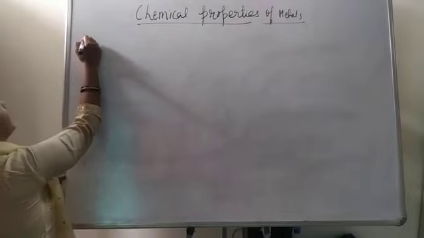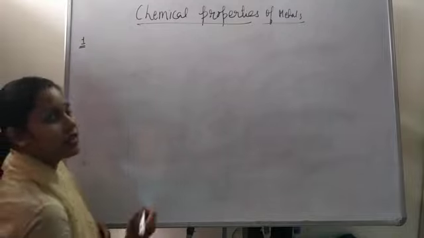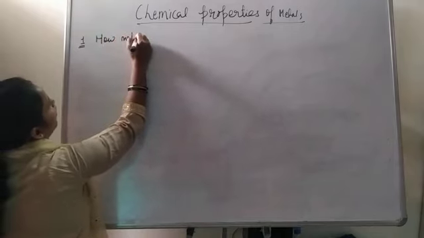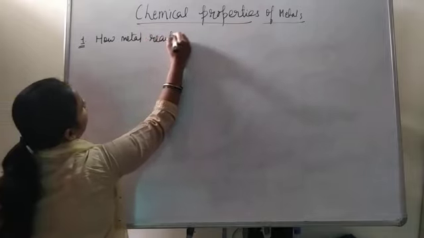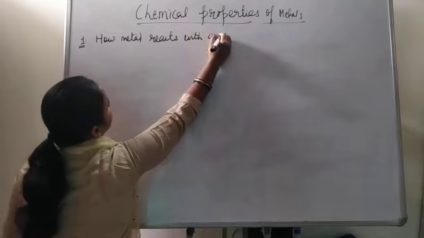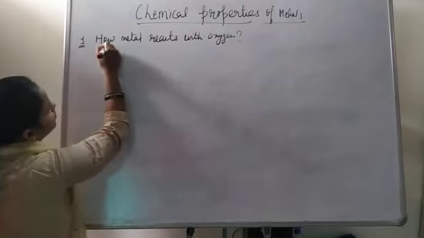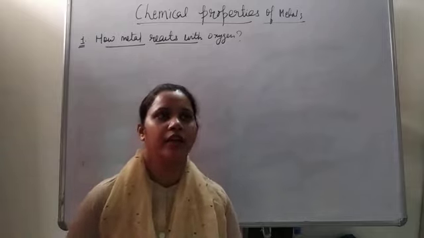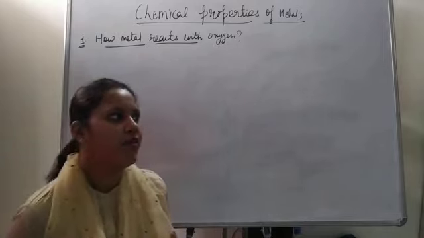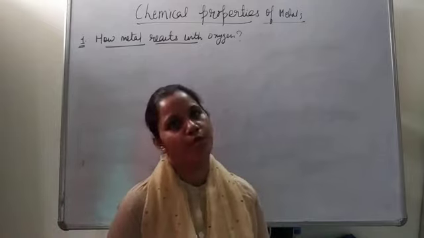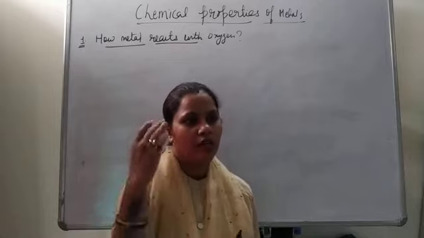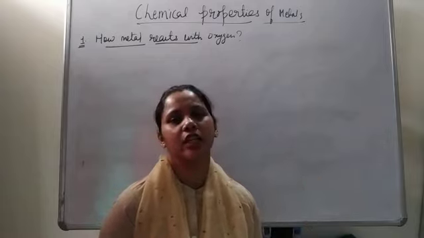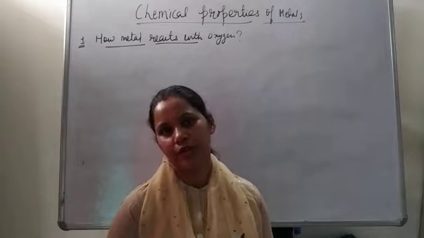First property is how metal reacts with oxygen. So as we know, metals are electropositive in nature, and they have a tendency to give electrons to form positive ions. Now whenever a reaction takes place, it depends on the reactivity of the particular metal.